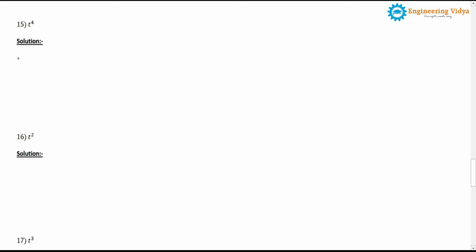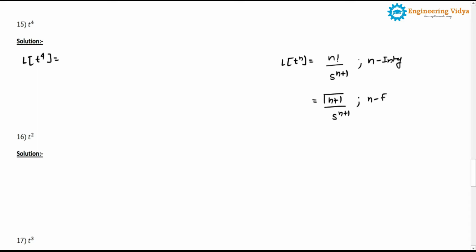In problem number 15, we have to find the Laplace transform of t raised to 4. To find it, we should know the formula of Laplace transform of t raised to n. Here two cases are there in the t raised to n formula. The case number 1: the formula for t raised to n is nothing but factorial of n upon s raised to n plus 1, and the other formula is gamma of n plus 1 upon s raised to n plus 1, right? The case number 1 will be applicable if n is an integer, and case number 2 will be applicable if n is present in the form of a fraction.